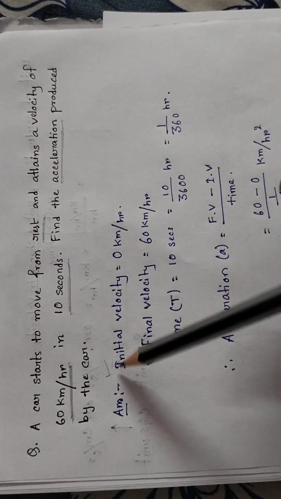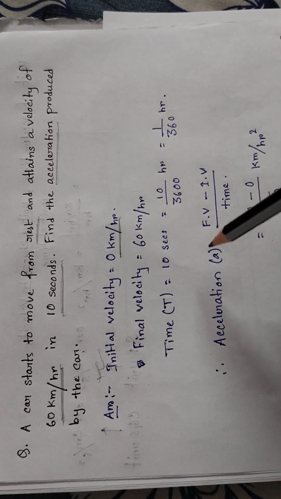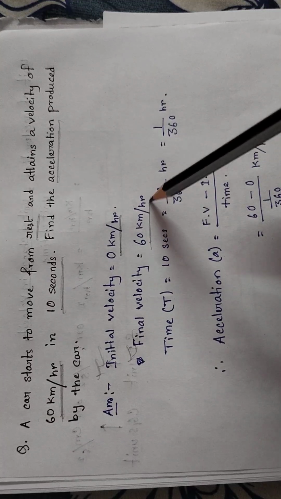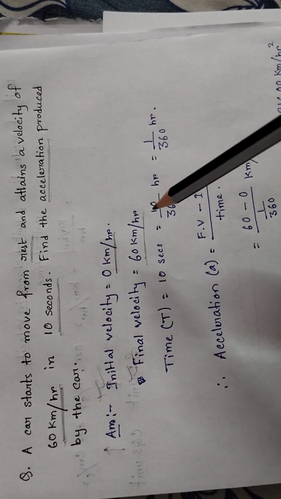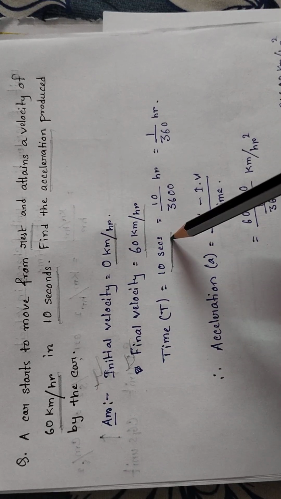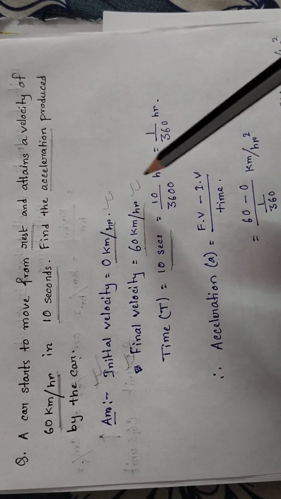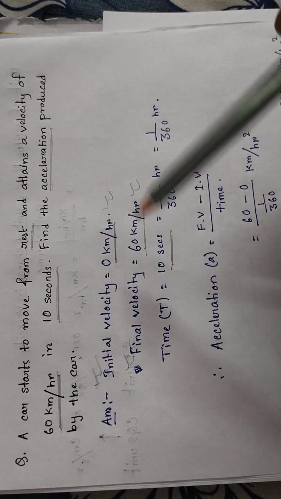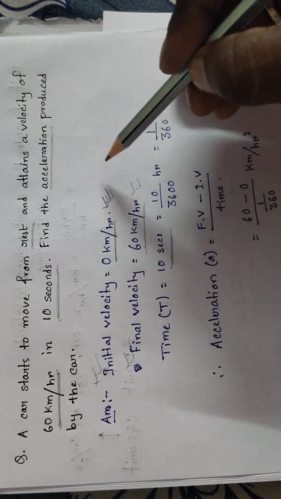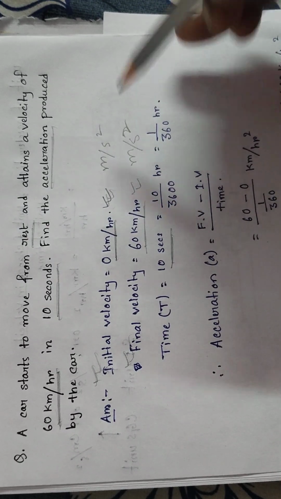So initially the car was at rest, so the initial velocity will be 0 km per hour, as you can see. Now final velocity will be 60 km per hour. Now this velocity has been attained by the car in the time interval of 10 seconds. Now we have to convert 10 seconds into hours, since the unit of velocity is given in kilometer per hour. Or another thing you can do, you can convert this kilometer per hour into meter per second. Then also you can do that, and the formula will come.